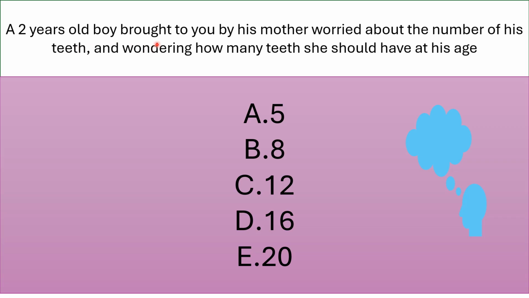A 2-year-old boy is brought to you by his mother, worried about the number of his teeth and wondering how many teeth he should have at his age. 5, 8, 12, 16, or 20 teeth? The correct answer: 16 teeth at 2 years of age.